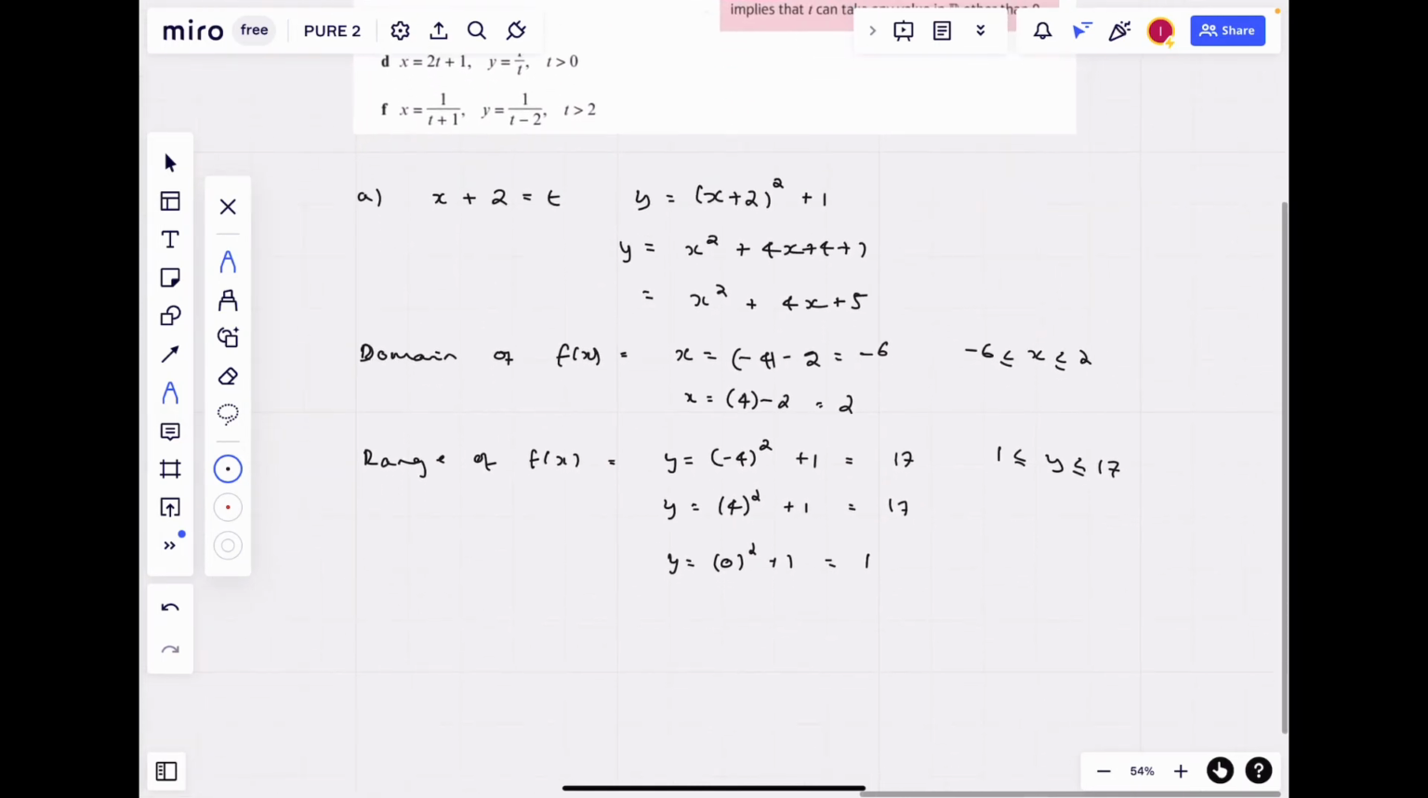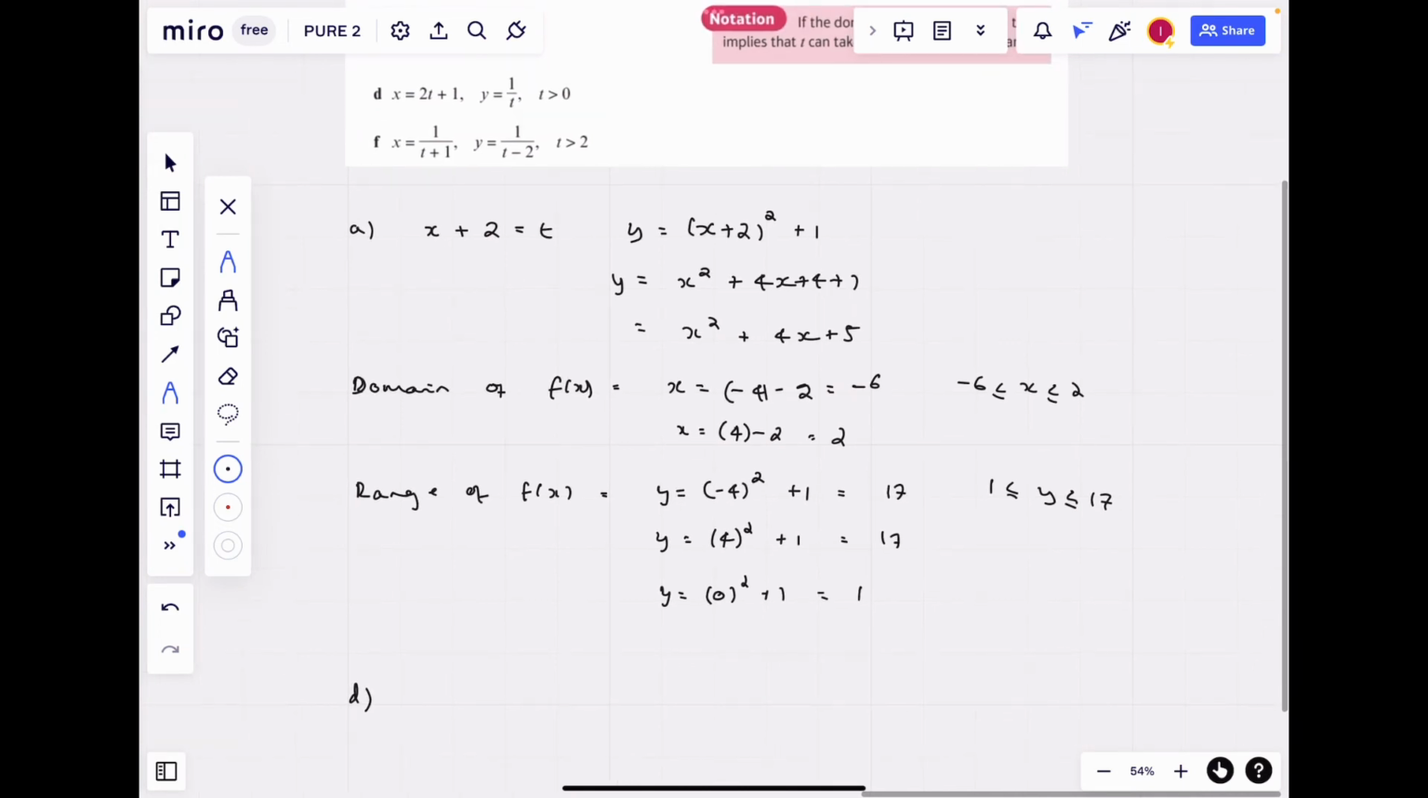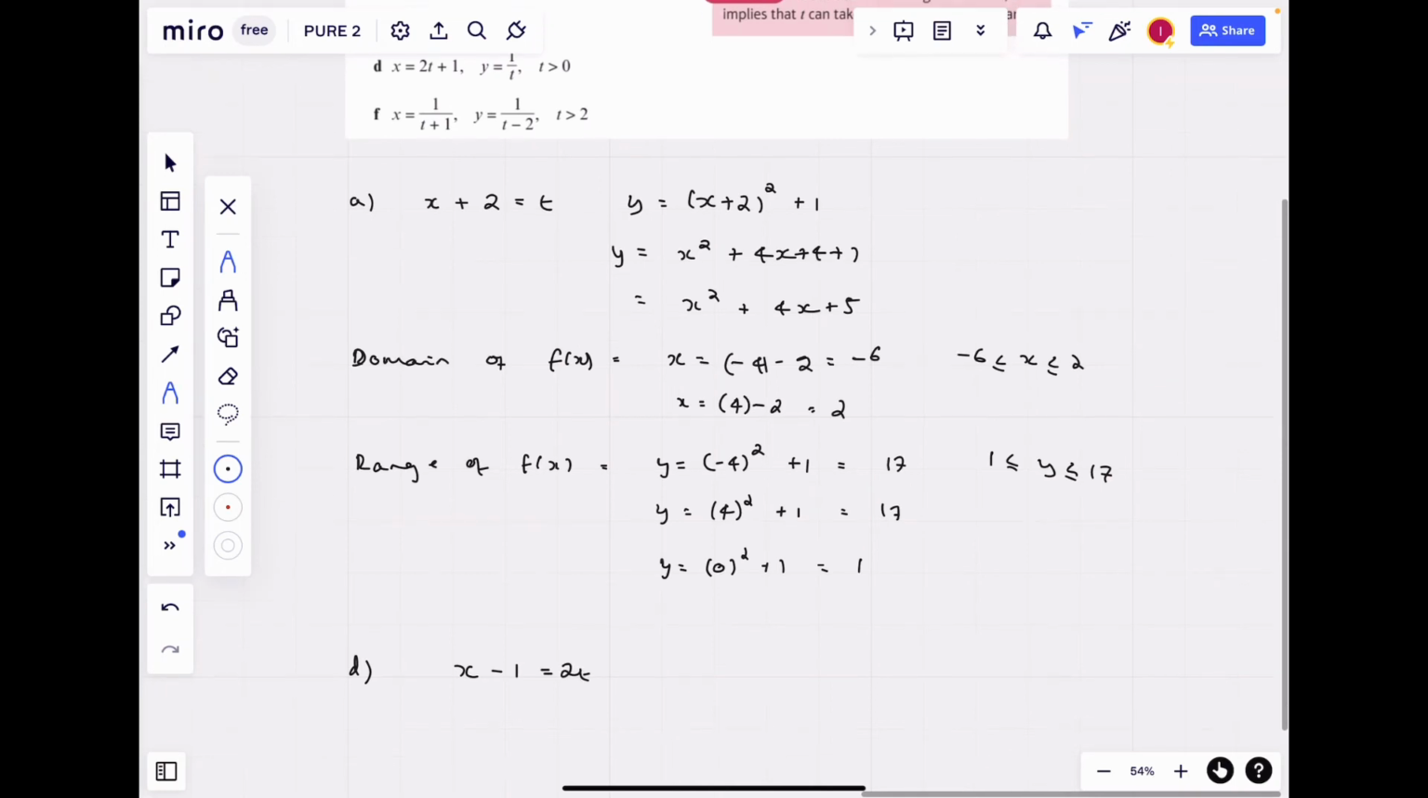Part D. Again, we need to find a substitute for t. So x minus 1 equals 2t. (x minus 1) all over 2 is t. y equals 1 over all of that. So 2 over x minus 1. There you go.